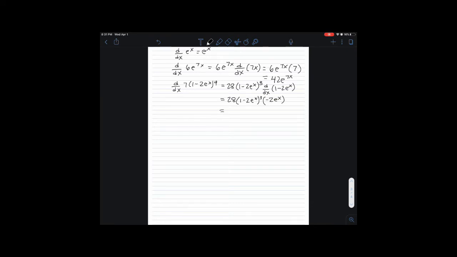So this overall, if I simplified it, would be negative 56 times e to the x minus 2 e to the 2x. Oh, I lied to you guys. You can't simplify it like that because there's a 3rd power. So actually the most simple way to do it would be negative 56 times 1 minus 2 e to the x to the 3rd times e to the x. Okay. Yep. So that would be how you would do that one.